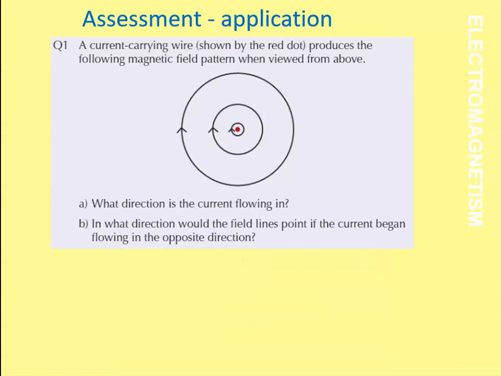Okay, so a quick application question. Using what you've known, a current carrying wire, which is shown by the red dot, produces the following magnetic field pattern when viewed from above. What direction is the current flowing in? So forget what shape that dot is in the middle, use your right hand thumb rule to work out what direction the current's flowing in, and in what direction would the field lines point if the current began flowing in the opposite direction. Pause the video whilst you attempt that question.